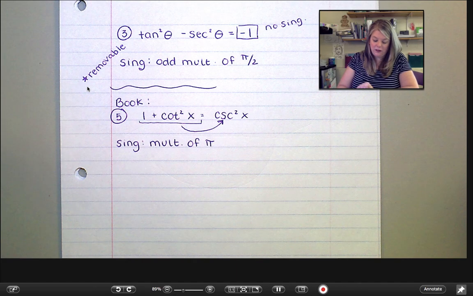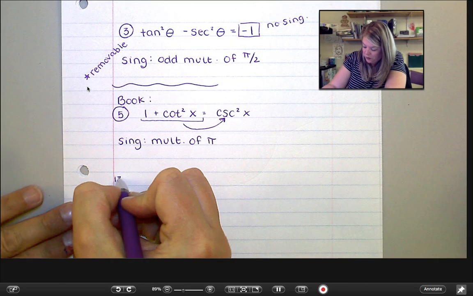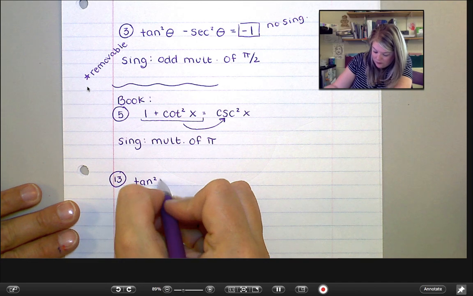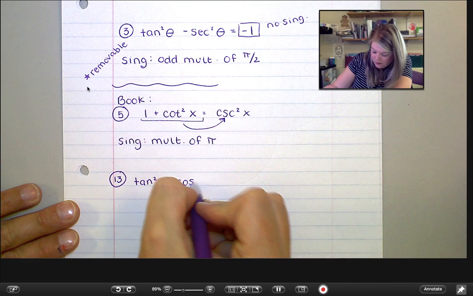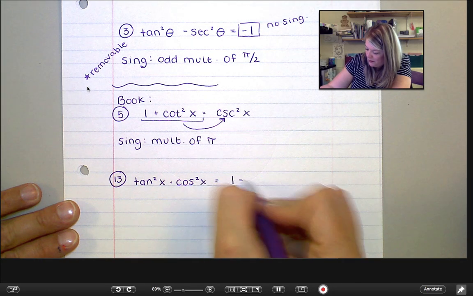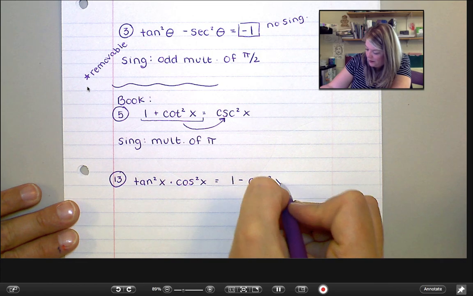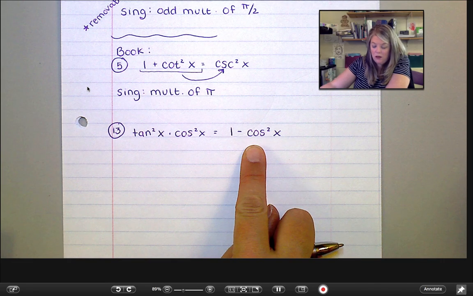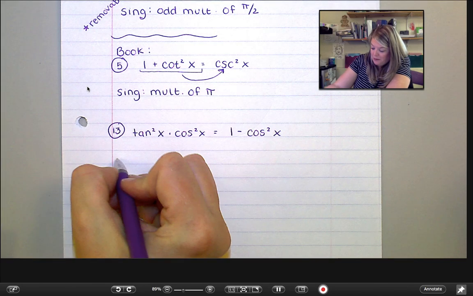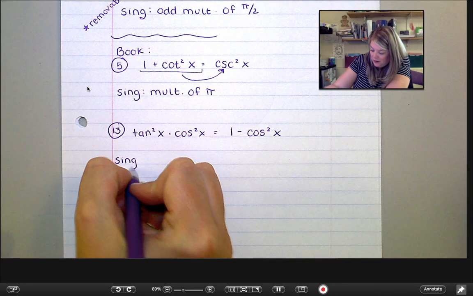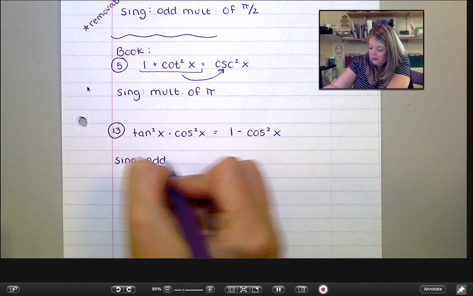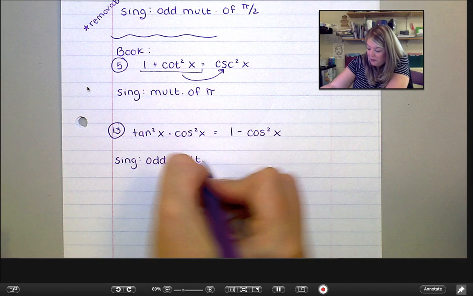I think all the other examples are going to be really similar to what we were just talking about. Oh, here's one. Looking at number 13 from your book work: tangent squared x times cosine squared x equals 1 minus cosine squared x. And again, I'm going to show this all in the answer key. But we were trying to prove that this statement was true. So before I start my problem, I'm going to say, hey, I have singularities because I have tangent. Tangent is undefined at odd multiples of pi over 2.